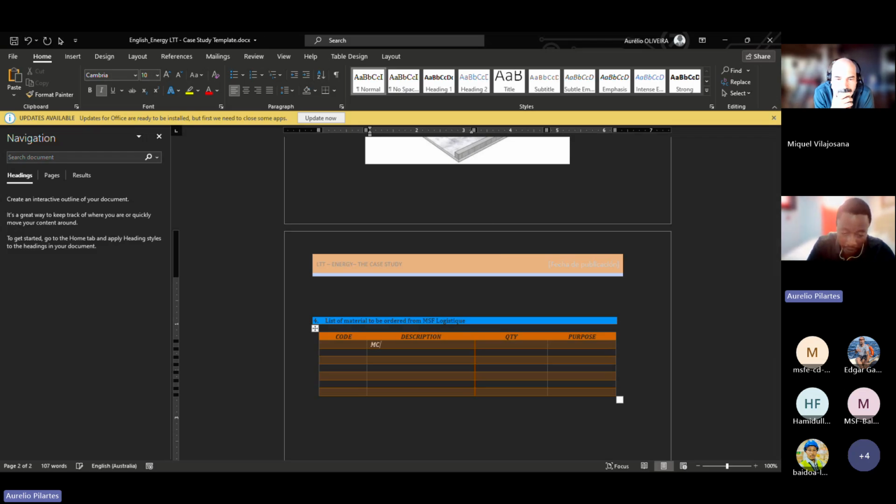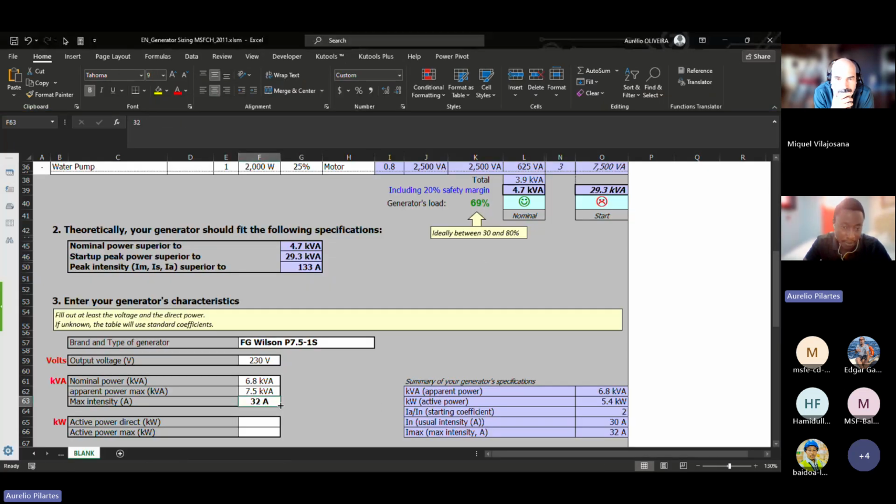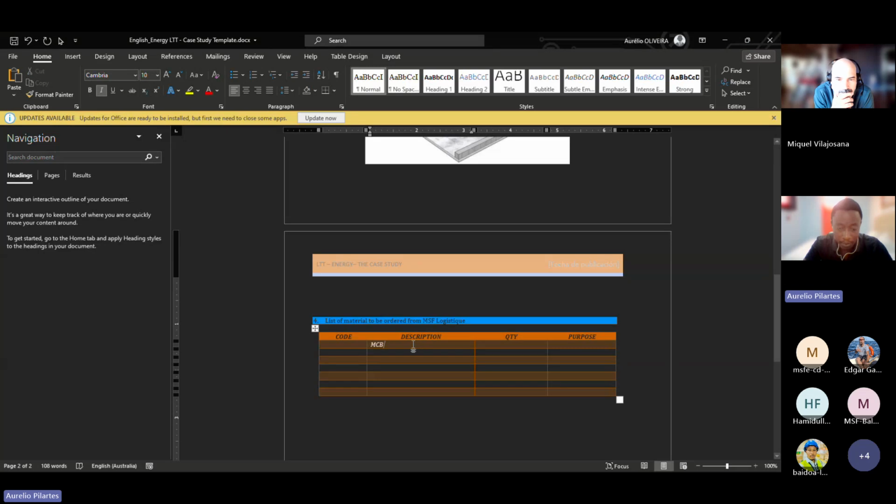You will have an MCB, and this MCB should be 32 amps, as we have seen here. Our generator is 32 amps, so you will need to put an MCB 32 amps here. And this generator is single phase, so it will be an MCB 32 amps 2 poles. But of course, you get the description from Unicat with the appropriate code.